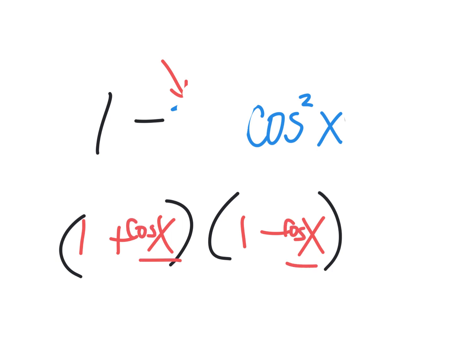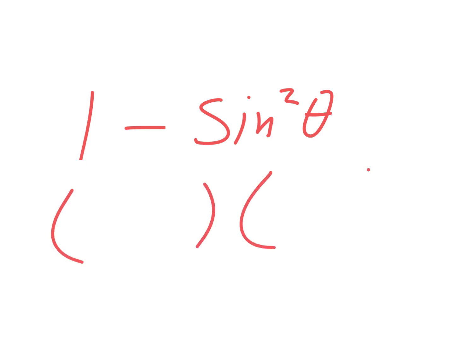Because cosine times cosine makes cosine squared. That make sense to you? All right, let's see if you really got that. What's 1 minus sine squared of theta? Factor it.